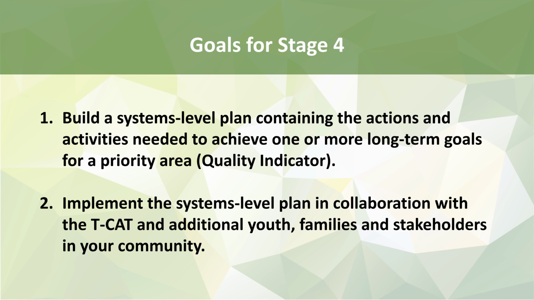In this video, we're going to talk all things Stage 4 of implementing transition discoveries. Stage 4 can be broken down into two parts. The first part is that your team, in collaboration with youth, families, and stakeholders from your community, will build a systems-level plan containing the actions and activities needed to reach one or more long-term goals. And these long-term goals will be aligned with the priority areas or priority quality indicators that were focused on during your community action planning event. And of course, these were identified by your transition discoveries data.